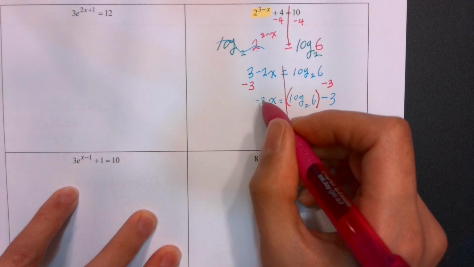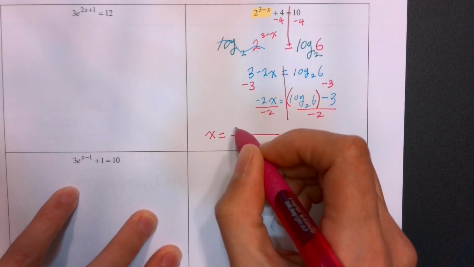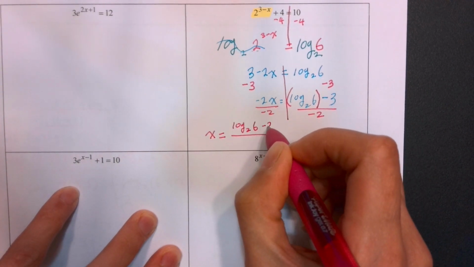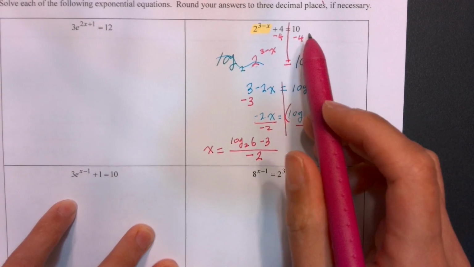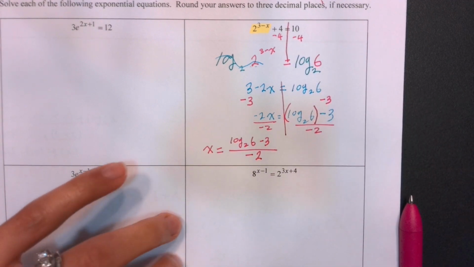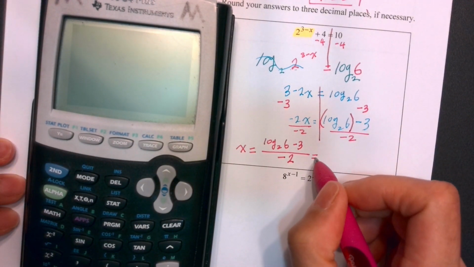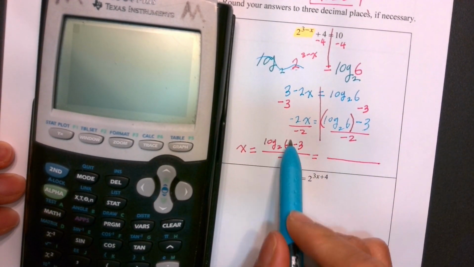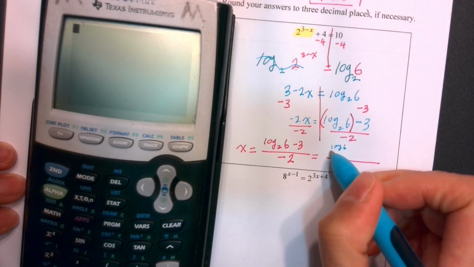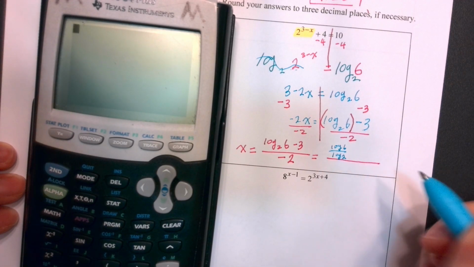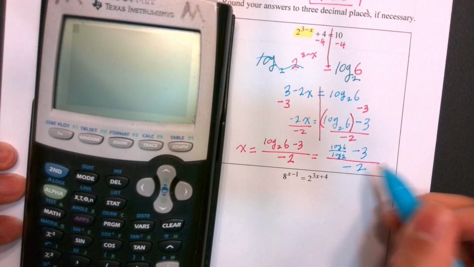All right, now let's solve for x. I'm going to divide by negative 2 on both sides. So x is equal to log base 2 of 6 minus 3, all the way divided by negative 2. Now notice your directions say to round it, so I can use a calculator. How are we going to plug this into your calculator? Using the change of base formula, it's going to be log of 6 divided by log of 2, right? The argument goes on top, the base goes at the bottom, minus 3, and then divided by negative 2.